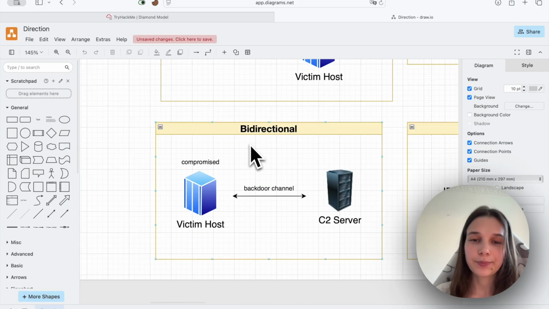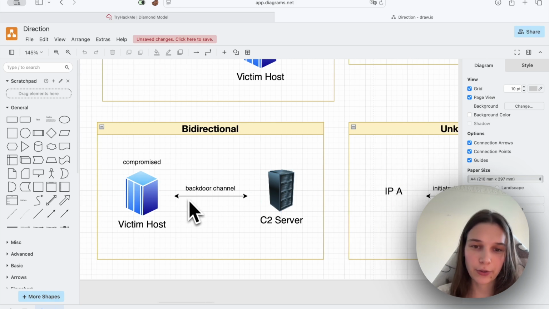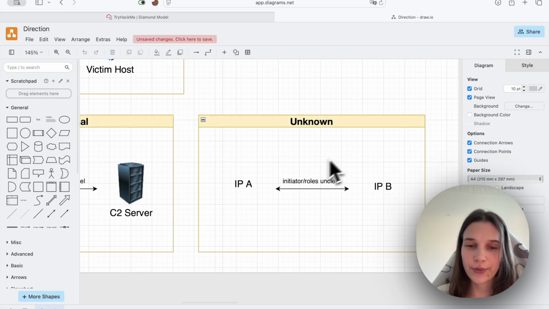And here we have bidirectional. This is a compromised victim host that gives a backdoor channel to the C2 server owned by the adversary, and it can communicate through the backdoor. Next one is unknown: it's IP A, we call it A just because it's an example, and IP B. Between them the role is unclear, and they can communicate, that's why it's unknown.